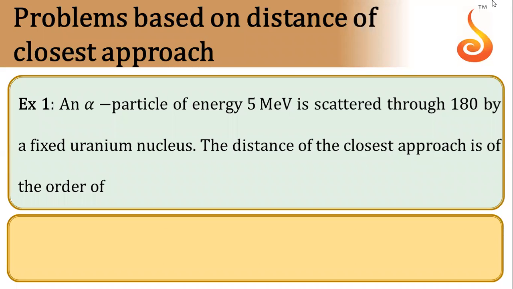Okay, this is the first example. In this one, there is an alpha particle of energy 5 mega electron volt, which is scattered through 180° by a fixed uranium nuclei. So the angle of deviation is 180°. The distance of closest approach is of order. So we need to calculate the distance of closest approach.